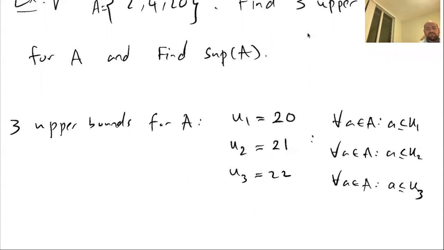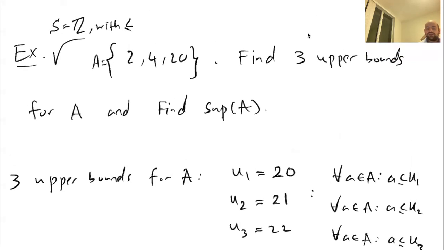So U1, U2, U3, these are upper bounds for A because they are bigger than or equal to every element of A. Remember, the upper bounds do not have to be inside the set A. They have to be inside the universal set S. My S here is Z, so my upper bounds are required to be in S, but not necessarily in A. But one of them, 20, is in A as well, which happens to be the maximum. And we already proved that whenever we have a maximum, that maximum will be an upper bound, the least upper bound automatically.